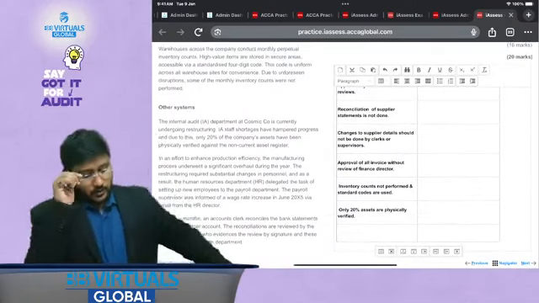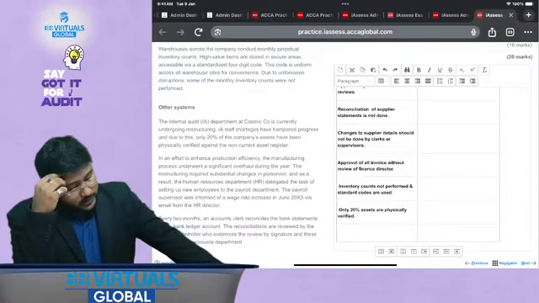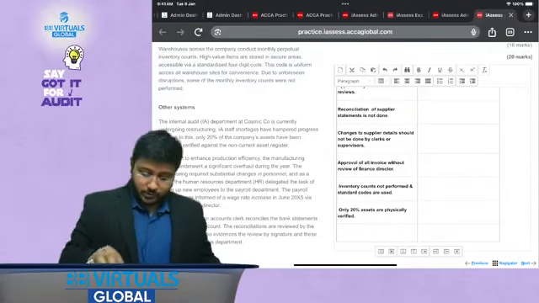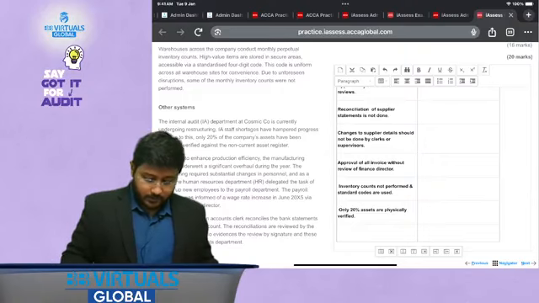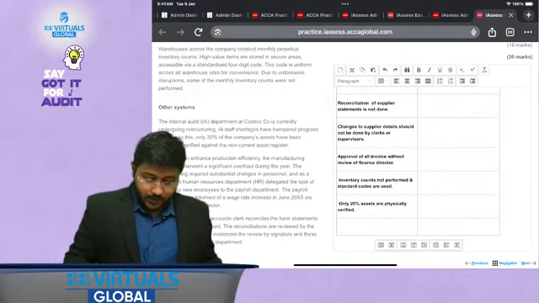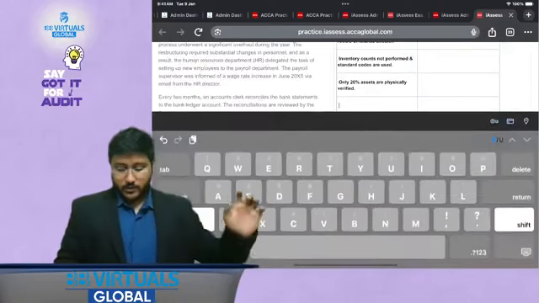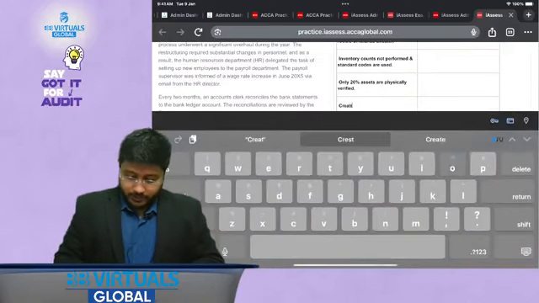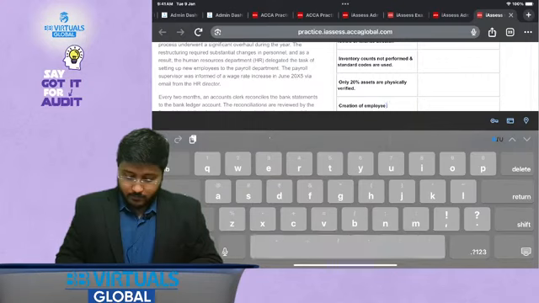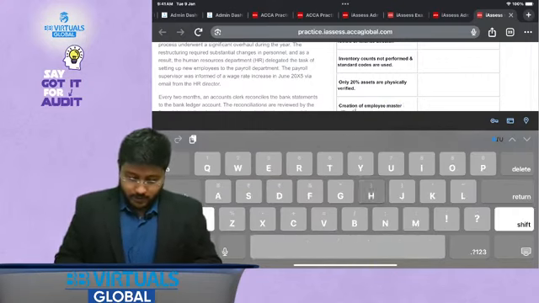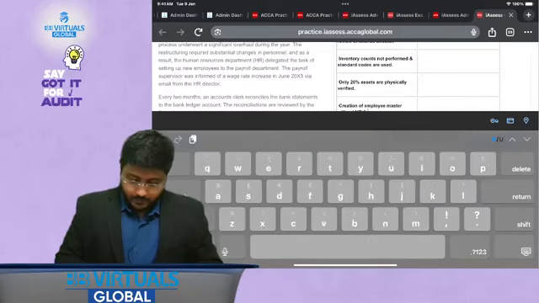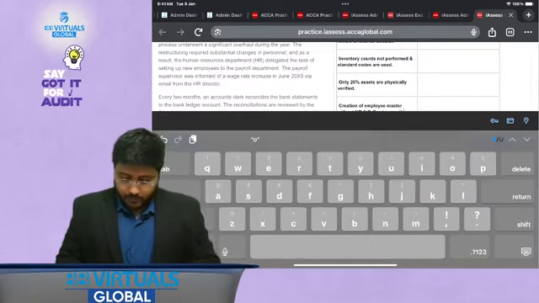Right now, the restructuring requires substantial changes in personnel, and as a task, the human resource department delegated the task of setting up new employees to the payroll department. The payroll supervisor was informed of wage rate increase via the email from the HR director. Okay, so creation of employee master without HR and BRS not on monthly basis.